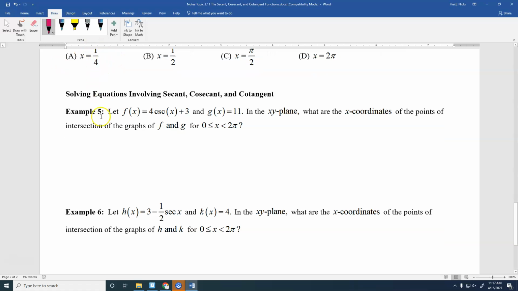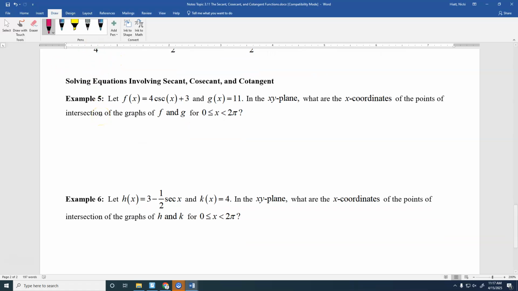Okay, let's skip 4. It's more of the same. Let's look at 5 so we can get one of these done real quick. We've got 4 cosecant x plus 3, and we're looking for intersection, so it's going to equal 11. Okay, so solving these is much like what we've already been doing. You're going to subtract 3. We got 4 cosecant x equals 8 there. We're going to divide by 4. And so cosecant of x equals 2.